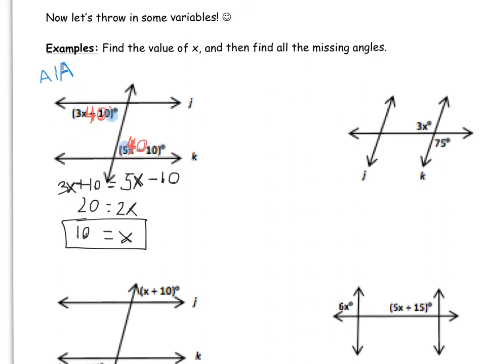So now just fill out all the other missing angles, follow the zigzag pattern. So that's 40. If I can write 40, this down here is also 40. To find the other angle, do a linear pair, subtract 40 from 180. I get 140 and fill out the rest.